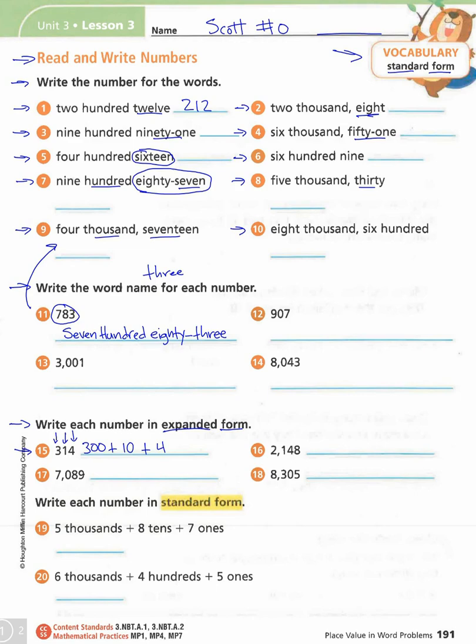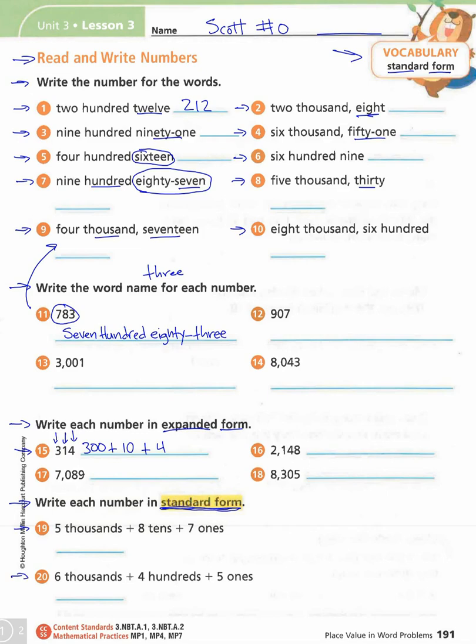Okay, so now we're on this bottom section. Write each number now in standard form. Finally, we get down here to the standard form. Standard form is just what we've been seeing, the numbers like we usually see them. So here, number 19, how would you write the number that this represents? 5 thousands plus 8 tens plus 7 ones. How would you write that? 5 thousands, 8 tens, 7 ones. What would that number look like?